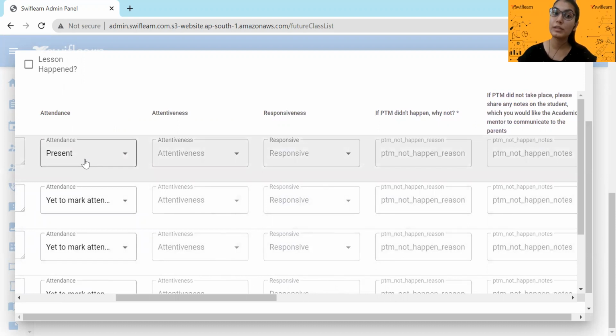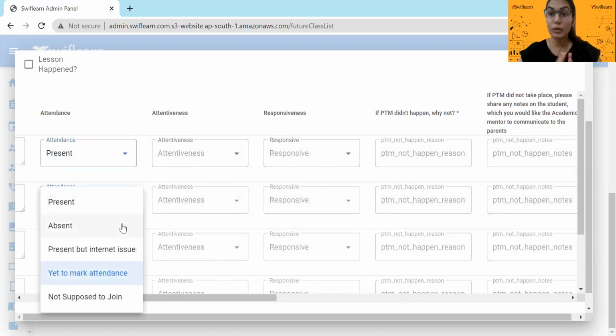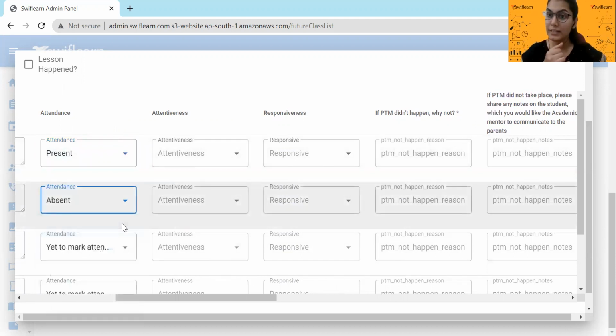If a student is present in the PTM, you mark him as present. If the student is absent, that means even though he is present, either his parents are absent or the PTM was not conducted successfully, kindly mark the student as absent and make sure that you fill in these two fields mandatorily. That is, if the PTM did not happen, then why?